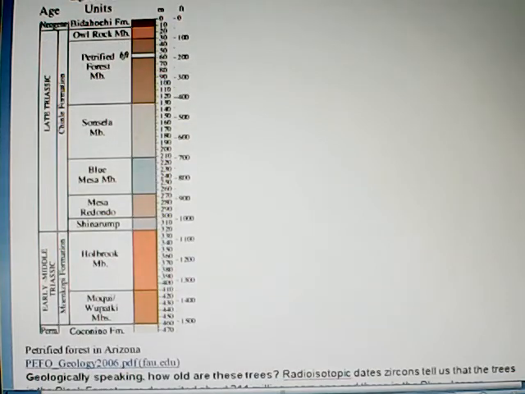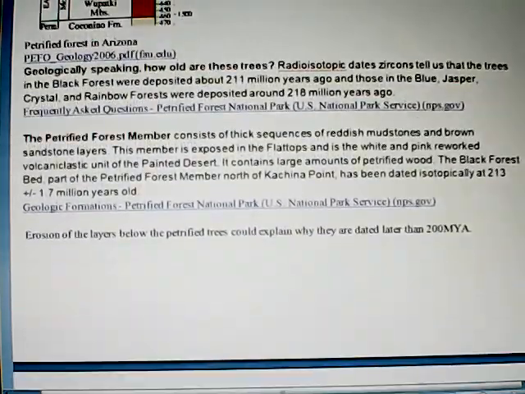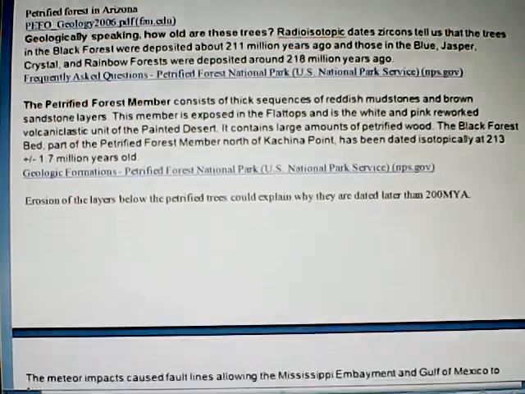And some of the information on the geologic levels and the time periods. Some of the trees were dated to 211 million years ago. Others were dated 218 million years ago. Here we have 213 million years ago. But they all would have had to have occurred, or most likely occurred, at the same time.